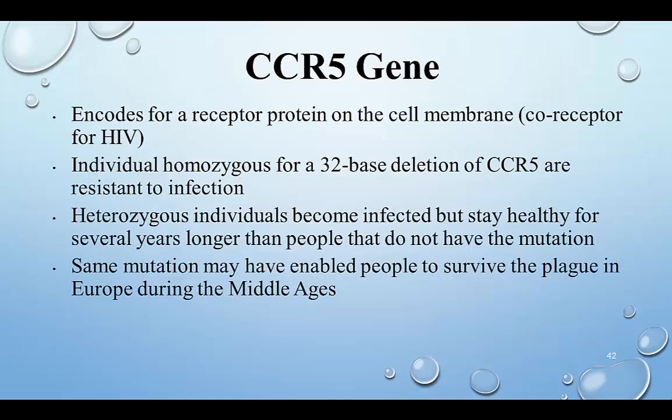The CCR5 gene encodes for a receptor protein on the cell membrane, which is a co-receptor for HIV. Individuals homozygous for the 32 base deletion of the CCR5 are resistant to the infection. Heterozygous individuals become infected but stay healthier for several years longer than people who do not have the mutation. So you could have this mutation and actually do better if you were exposed to HIV than the average individual without this mutation.